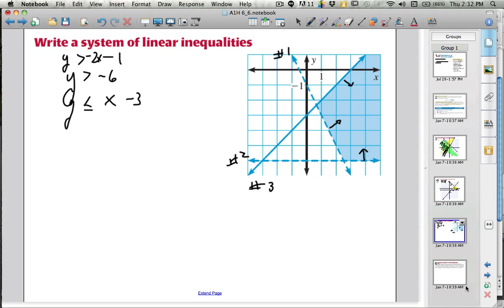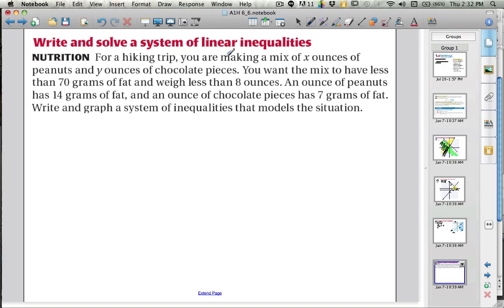Looking at this information in context, we've got this situation where we're going on a hiking trip and we want to make a mix with x ounces of peanuts and y ounces of chocolate pieces. And then we want the mix to have less than, that's an important word, right? Less than 70 grams of fat and weigh less than 8 ounces. An ounce of peanuts has a certain number of grams of fat. An ounce of chocolate pieces has a certain amount of grams of fat.